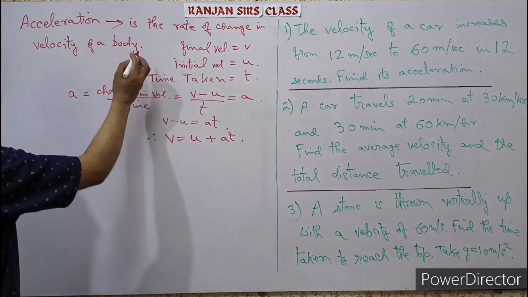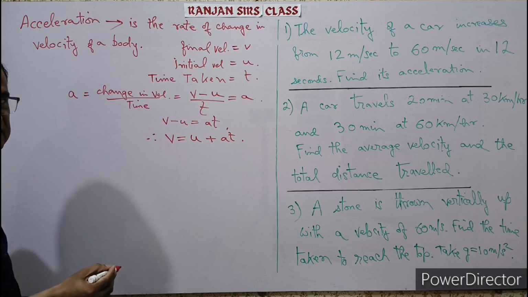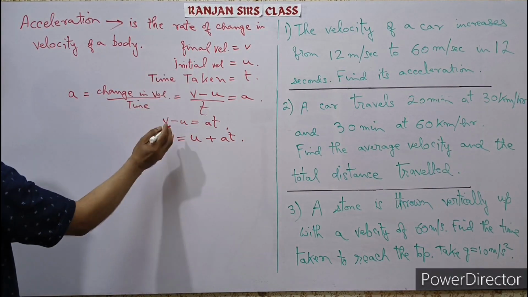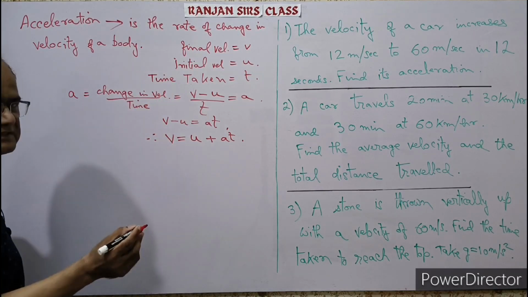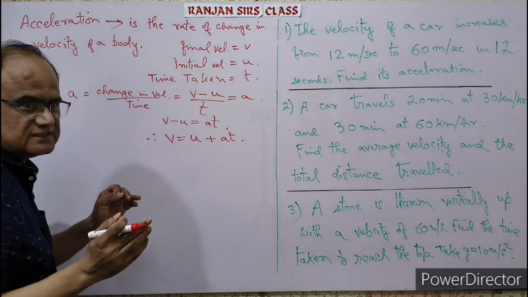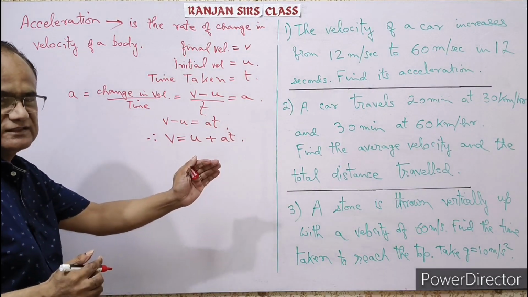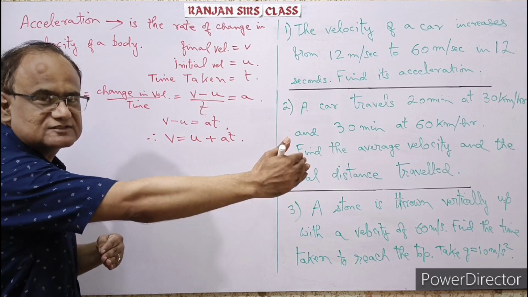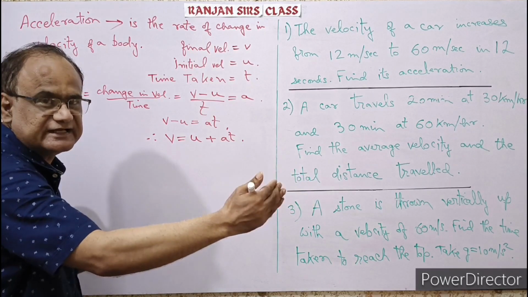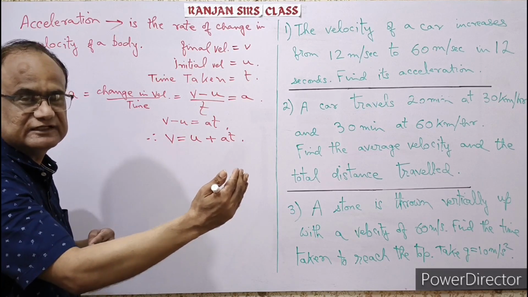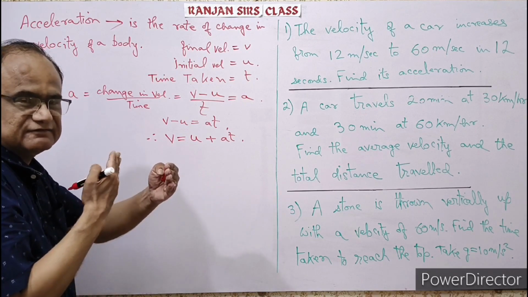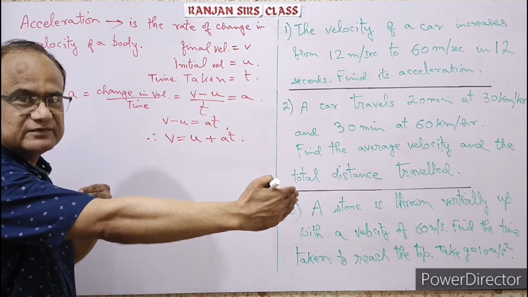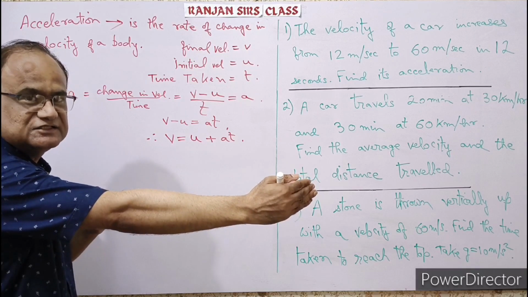Now we will go on to study about retardation or negative acceleration. How can negative acceleration come about? Negative acceleration happens when a body is slowing down. Suppose a car is traveling at a certain velocity, then suddenly you apply brakes. What happens? The car will come to a stop after some time. So it takes time. It doesn't happen within a second. Okay, so there is a certain initial velocity and the final velocity becomes what?